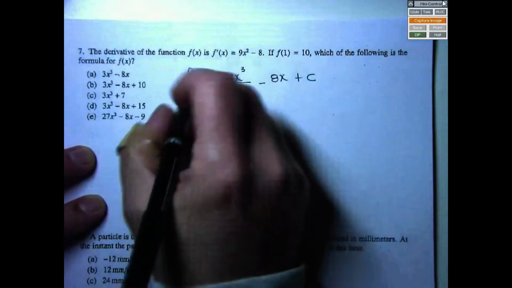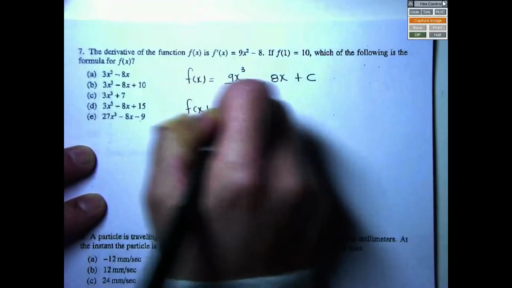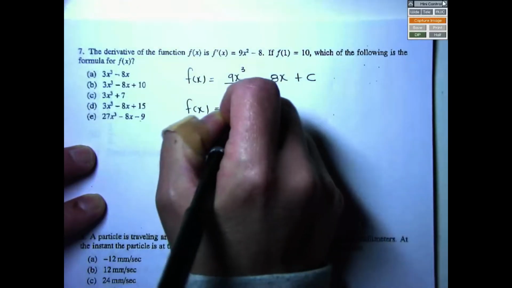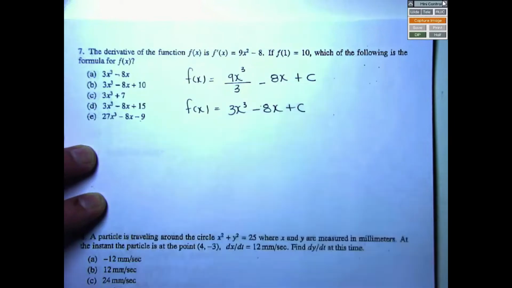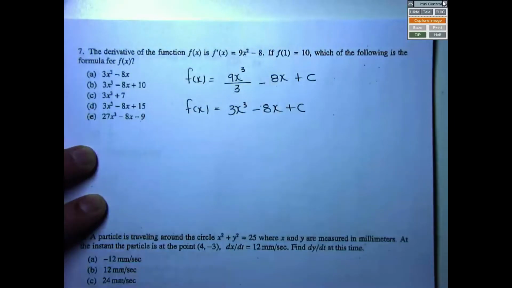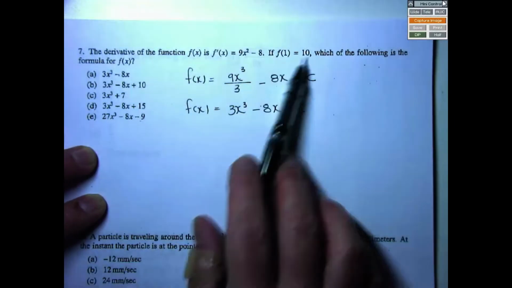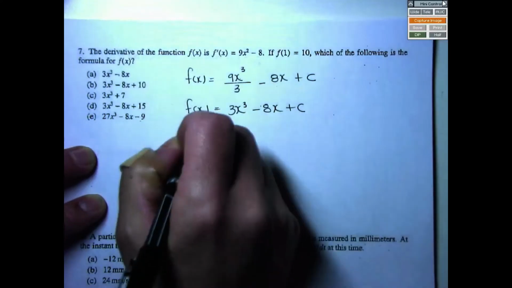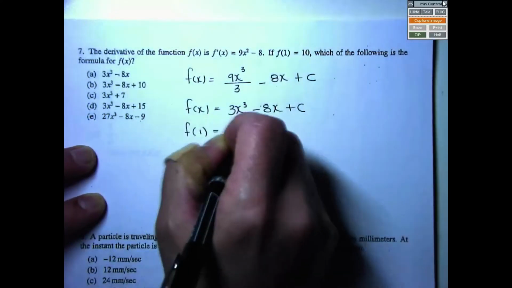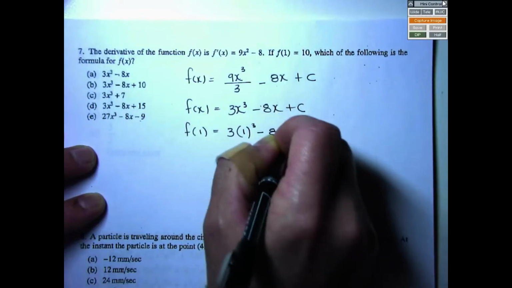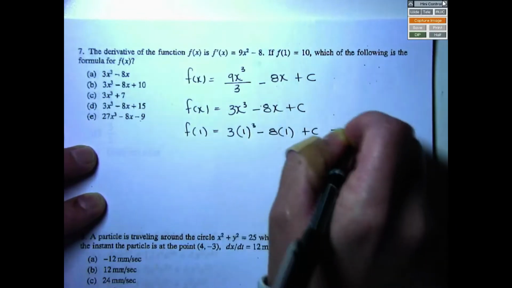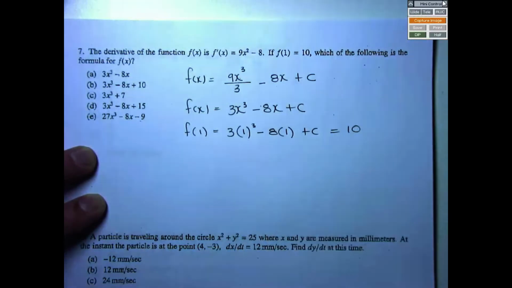I'm going to clean it up just a little bit. So f of x is equal to 9 over 3. This is equal to 3x cubed minus 8x plus c. All right, let's go ahead and evaluate. F of 1 is equal to 10. So f of 1 is equal to 3 times 1 cubed minus 8 times 1 plus c. And altogether, this is equal to 10.